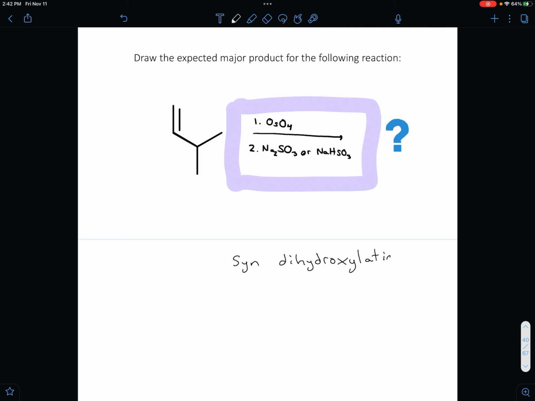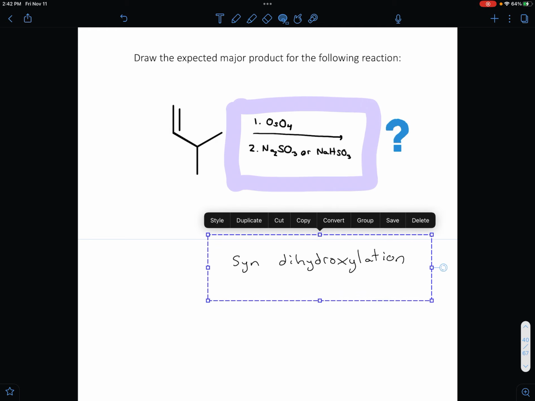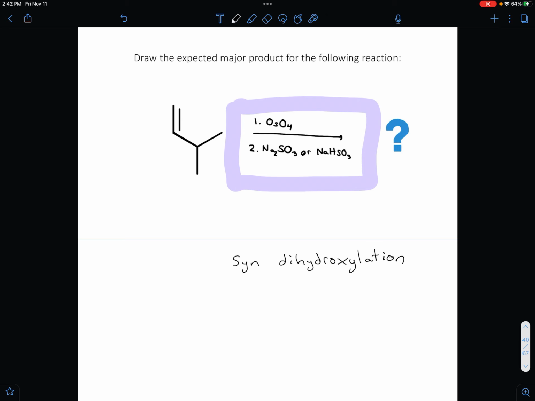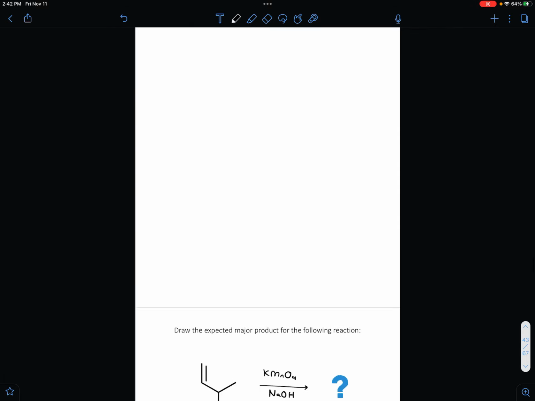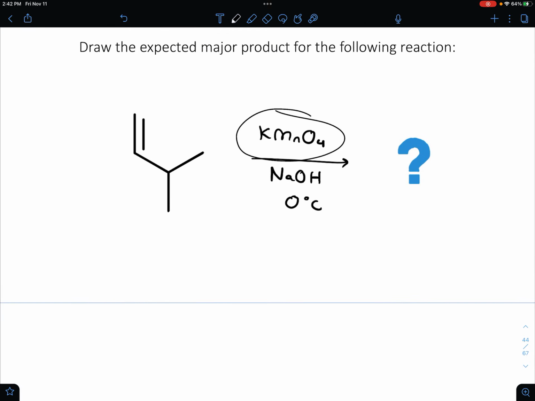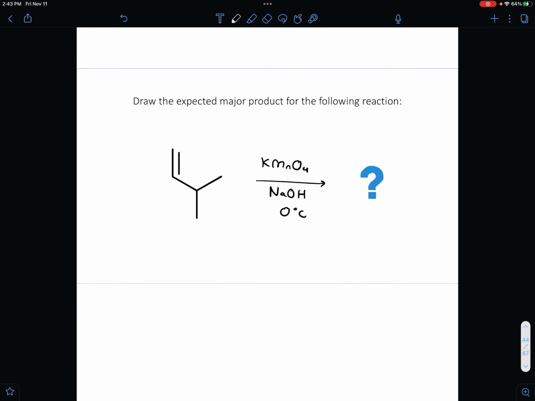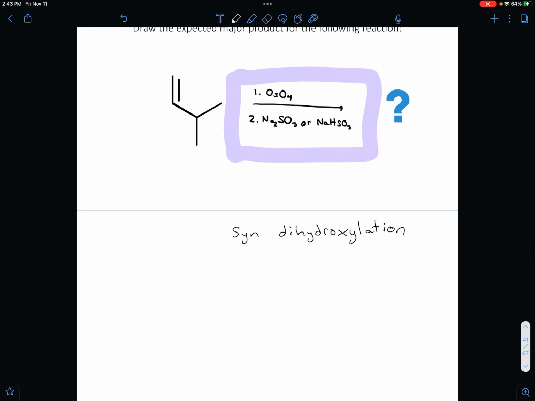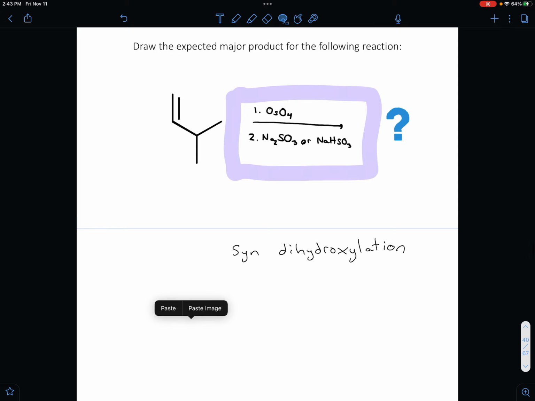And there are actually two ways that you might recognize syn dihydroxylation, two recipes that both accomplish syn dihydroxylation. One of them is with osmium tetroxide and either sodium sulfite or sodium bisulfite. The other one that we'll also practice with is potassium permanganate. It's a beautiful deep purple color with sodium hydroxide, and then you put it in an ice bath. So 0 degrees Celsius is the temperature at which water freezes. So it really just means put it in an ice bath in the lab. So both of those will accomplish syn dihydroxylation. Let's start with osmium tetroxide, and then we'll work with the potassium permanganate afterwards.